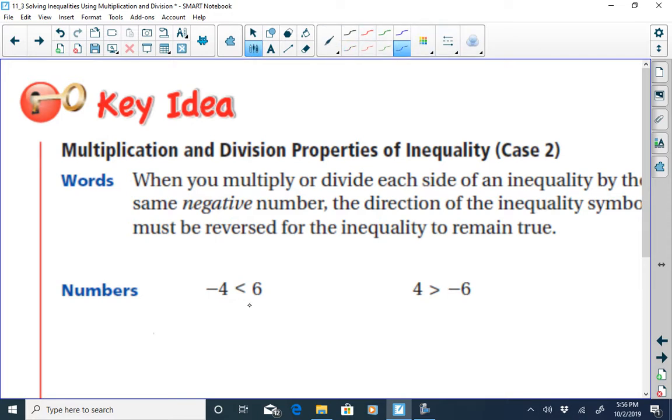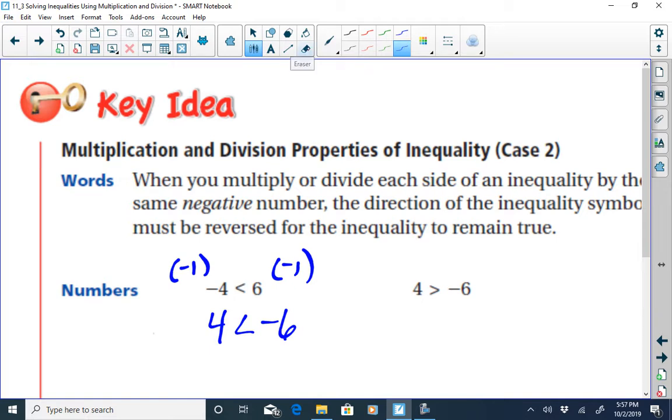Let's pick a number to divide negative 4 by. Let's see, or let's multiply. So let's multiply both sides by some negative number. Let's pick negative 1. Multiply by negative 1 here, multiply by negative 1 here. Negative times negative is positive, so I get 4 is less than 6 times negative 1, which is negative 6. But I say, wait a second, 4 is not less than negative 6. That is not true.